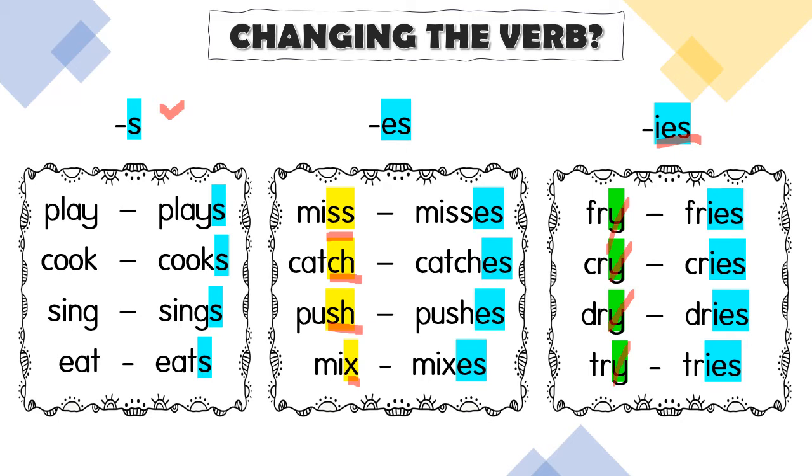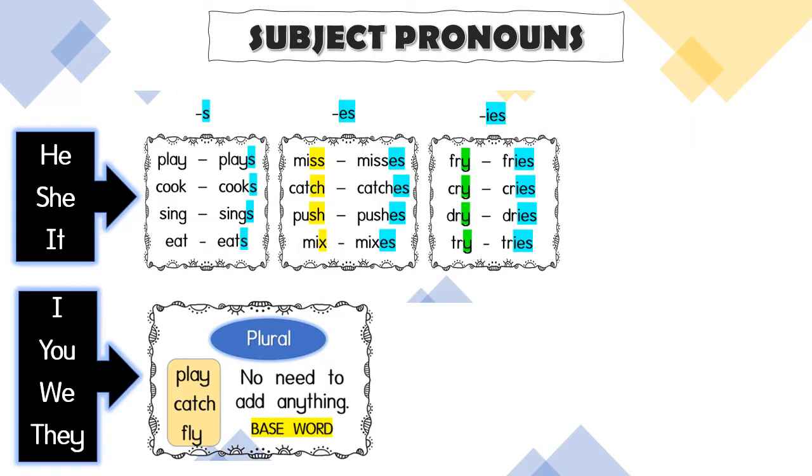Okay, let's do some exercise so that you can understand this thing clearly. Look at this one. Subject pronouns. For the subject pronouns he, she, and it, we add S, ES, or IES for the verb. But for I, you, we, and they, no need to add anything for the verb. We just use its base form.